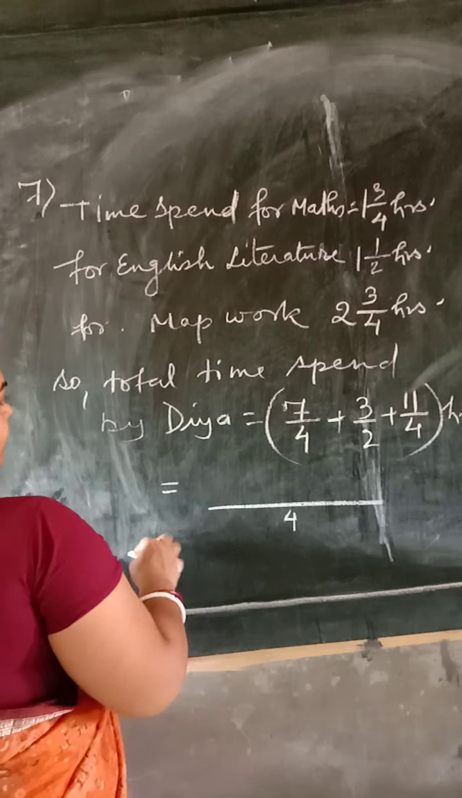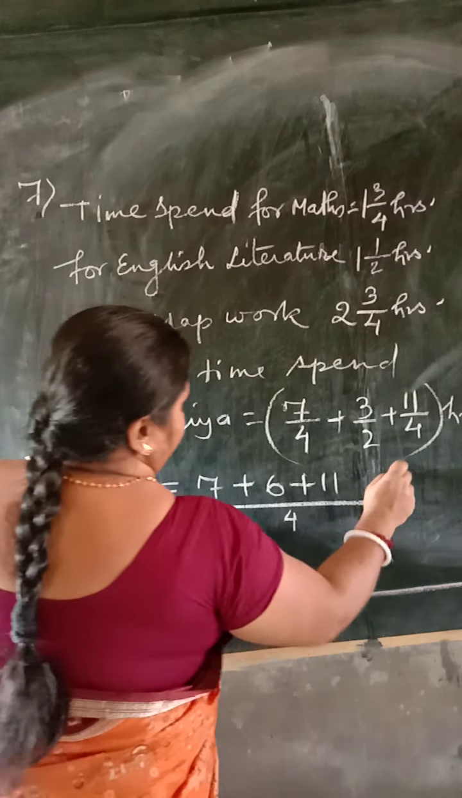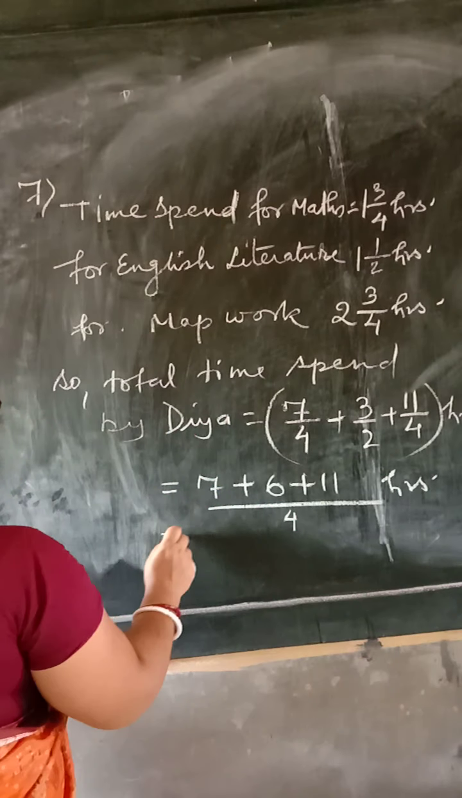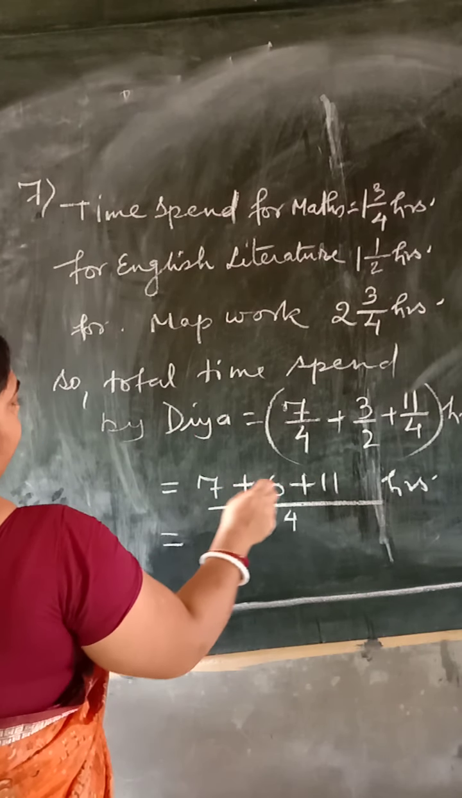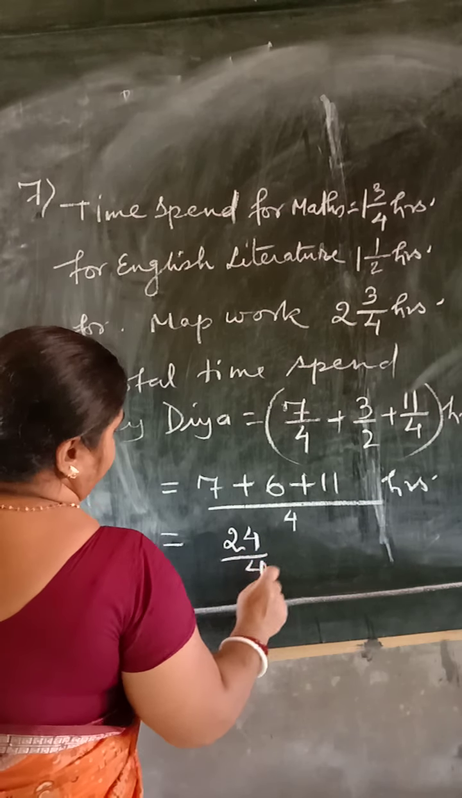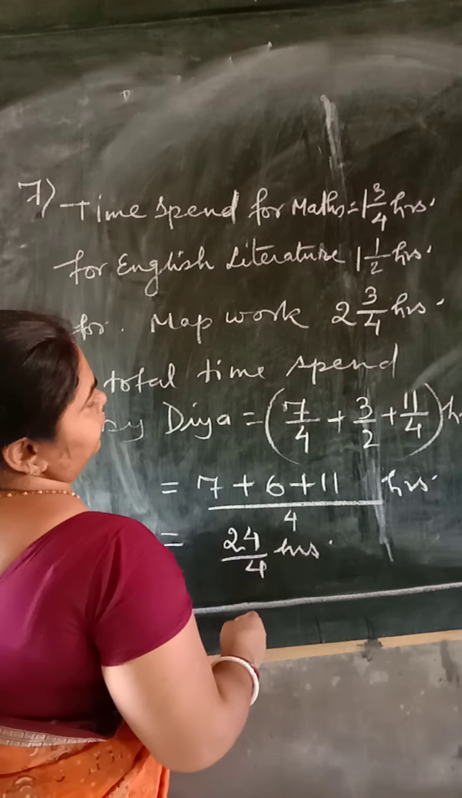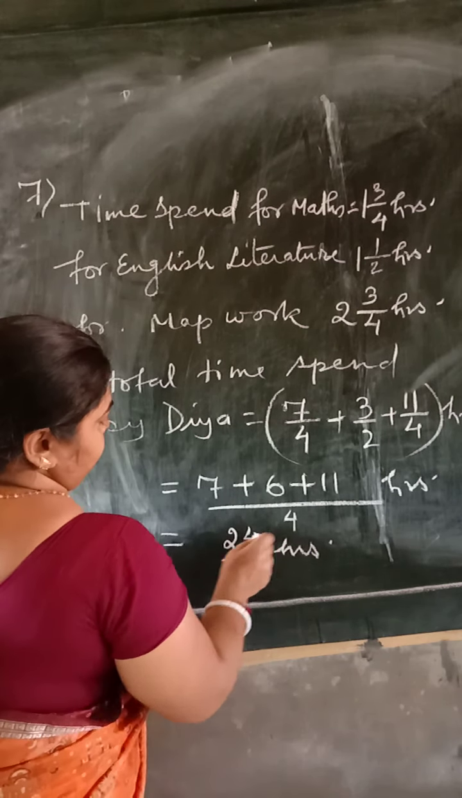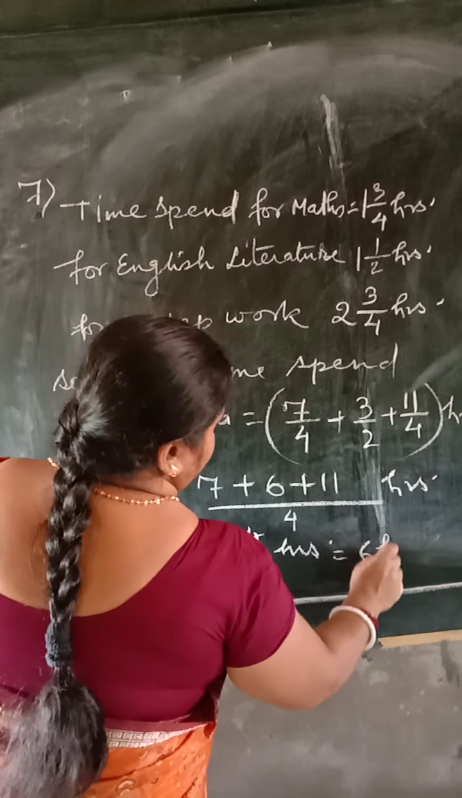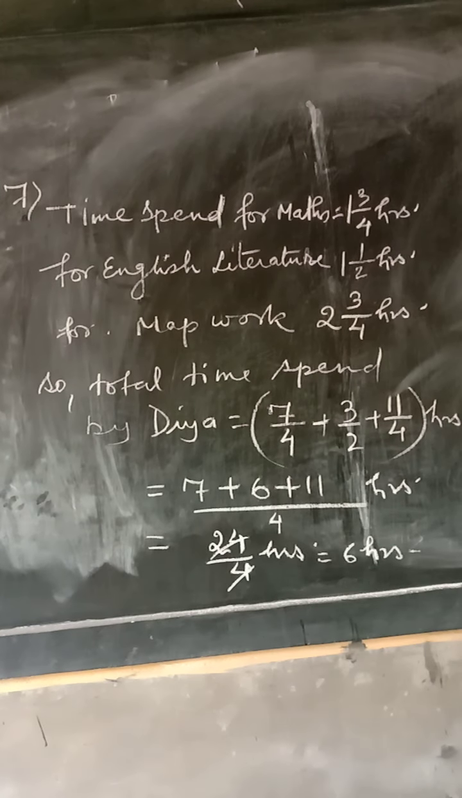4 to 4 LCM is 4. So 7 plus 6 plus 11 hours. 6 and 7 13 and 11 is 24/4 hours. This is 6 hours she is spending in total for study. She spends in total 6 hours for study.